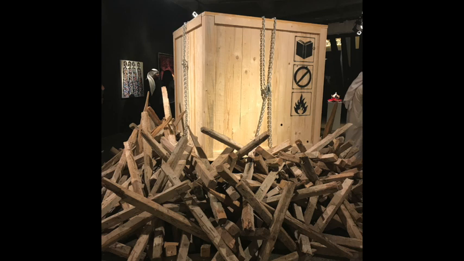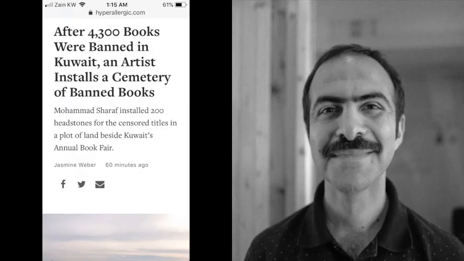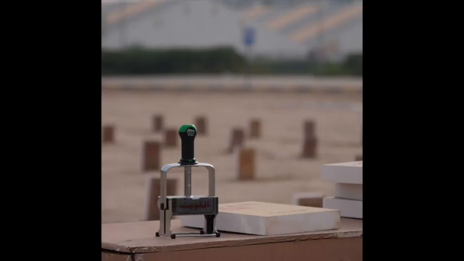Then the next artist is a graphic designer. He prefers to call himself graphic designer. Mohammed Sharif created the Cemetery of Banned Books. I'm going to read what he wrote. A few months ago, a list of more than 4,300 books banned by the government in Kuwait surfaced on Twitter. Back then, I was still living in New York, and the only thing I could think to do was create an artwork as a reaction to these arbitrary bans, which I believe to be an unacceptable level of censorship.